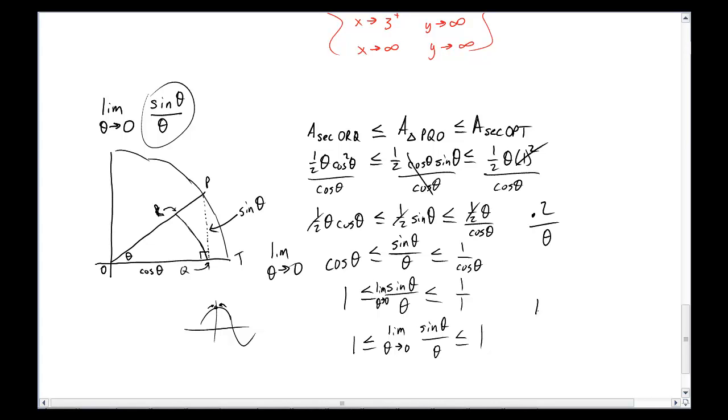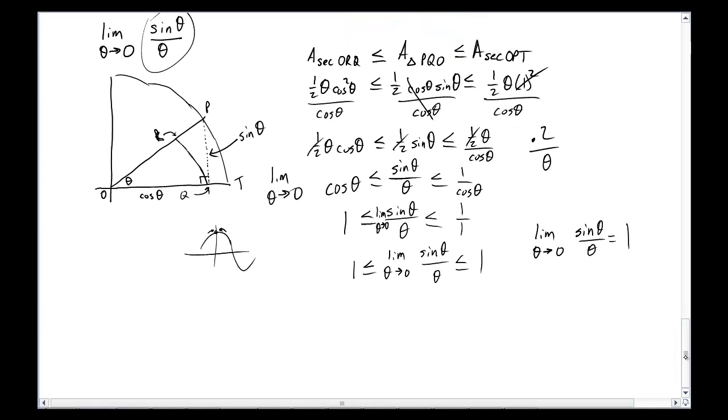Therefore, we can state the limit as theta approaches 0 of sine of theta over theta is equal to 1. Is that awesome, or is that awesome? Or maybe it's just pretty cool. But I don't know what to say. That's just nuts. Anyway, pretty cool stuff.